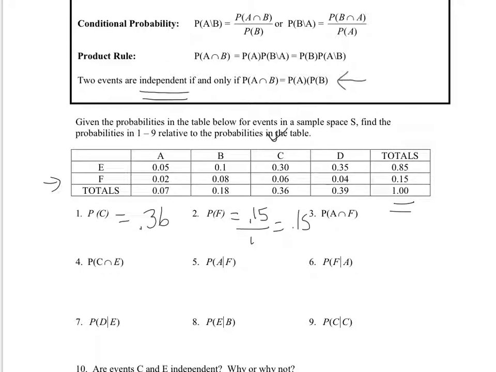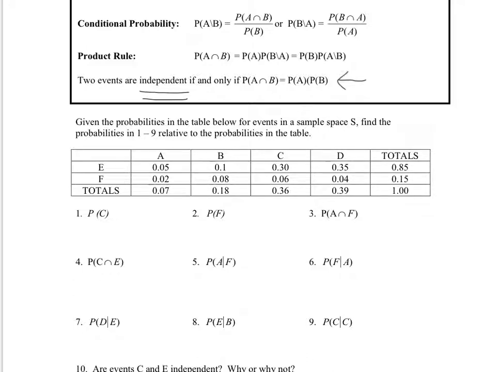So both of these have been divided by 1. Now, if you look at 3, we want the probability of A intersected with F. In other words, we want the probability that something is in both A and F. And if I look in my table where A and F intersect, it's this value right here, 0.02. That's going to be my probability. Okay, what about C intersected with E? If you look in the table, see if you can find it. Give you a second to do that. Hopefully you've come up with 0.30. That's the probability of C intersected with E.